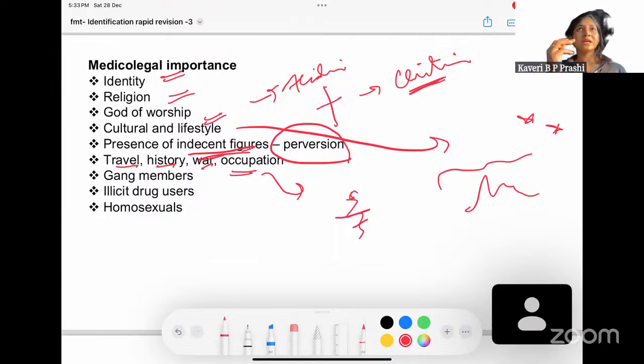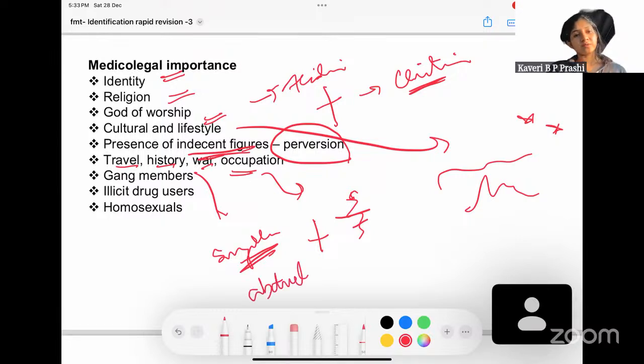So by looking at all this, you can say what the occupation of a person was. Gang members. There are certain illicit drug users who are like a gang. Everybody from the gang, or there might be some people who are smugglers as a gang, or people who are abductors of small children or women as a gang.